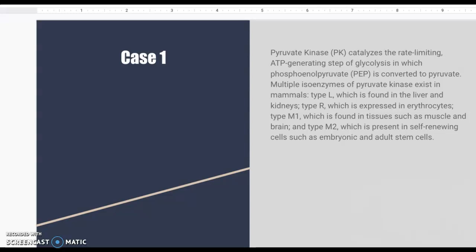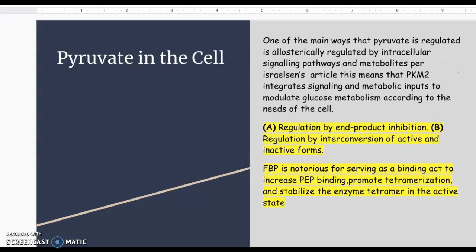Multiple isoenzymes of pyruvate kinase exist in mammals. Type L, which is found in the liver and kidneys. Type R, which is expressed in erythrocytes. And type M1, which is found in tissues such as muscle and brain. And type M2, which is present in self-renewing cells such as embryonic and adult stem cells.